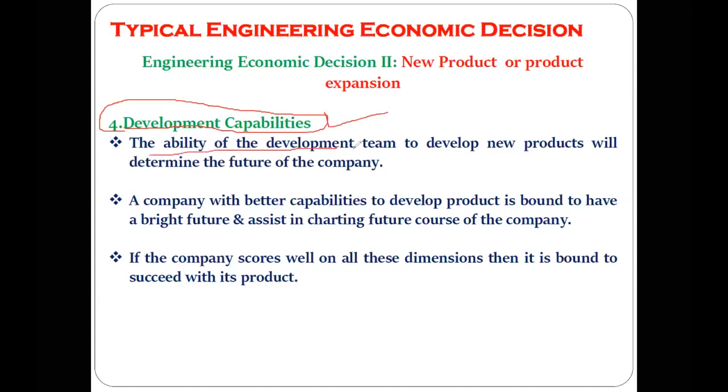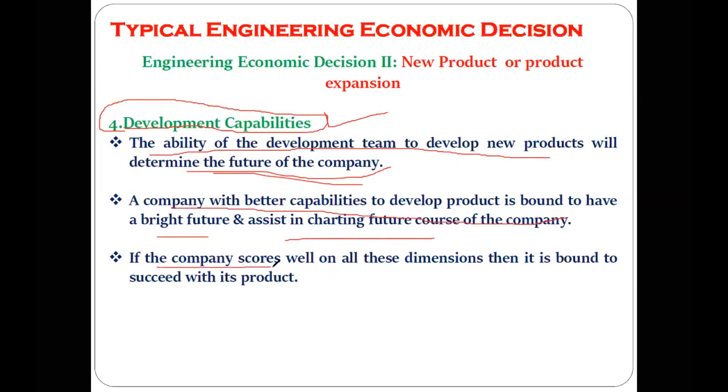So the ability of the development team to develop the new product will determine the future of the company. If you have talented employees, if you have talented engineers, then definitely your product will be quality and your product will get generated in time. So a company with the better capabilities to develop the product is bound to have a bright future and assist in charting the future course of the company.